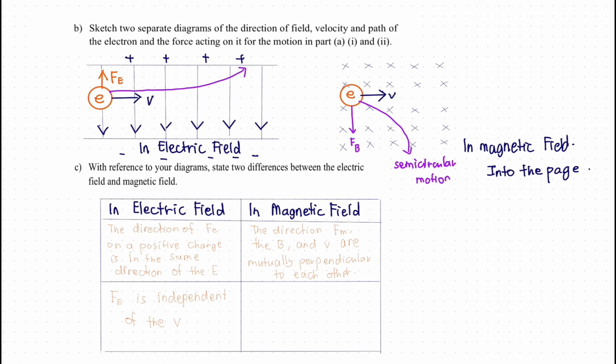electric force is independent of the velocity. So if you look at the above diagram, regardless the directions of velocity, makin laju ke, makin perlahan ke, okay, directions of electric force masih lagi sama. And also, dia punya magnitude pun will remain the same sebab F equal to QE. It depends on the charge and also the strength of electric field only.